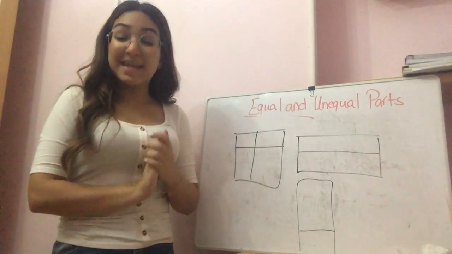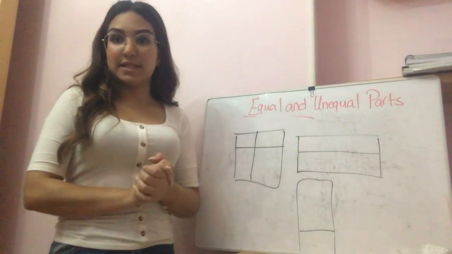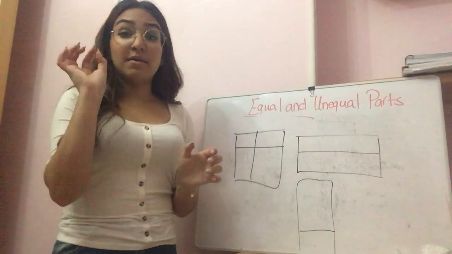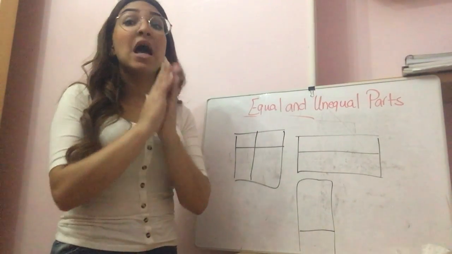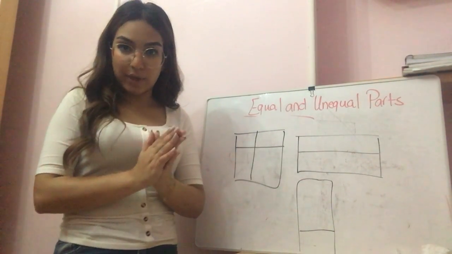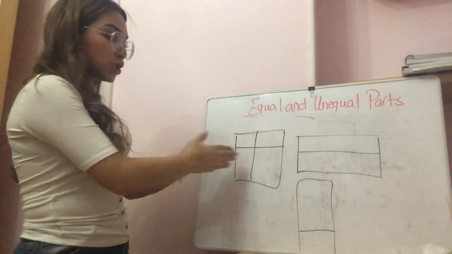Circle the shapes that have unequal parts. Okay, again, pay attention to my question. I'm asking you to circle the shapes that have unequal parts. Okay, let's have a look at the first shape.